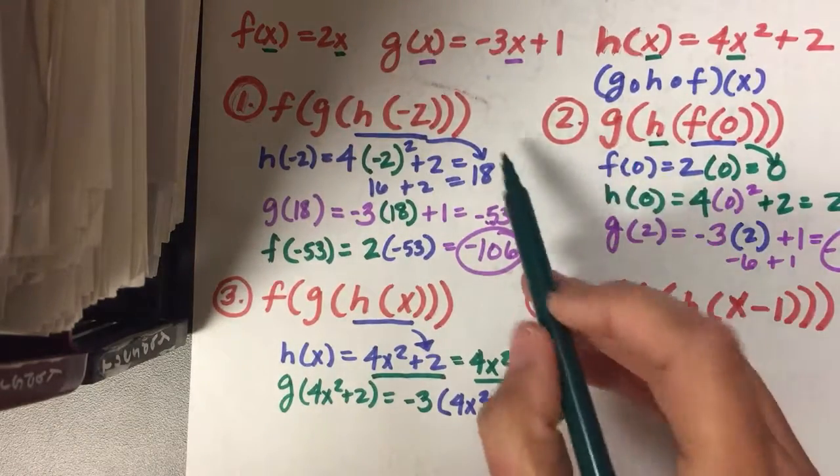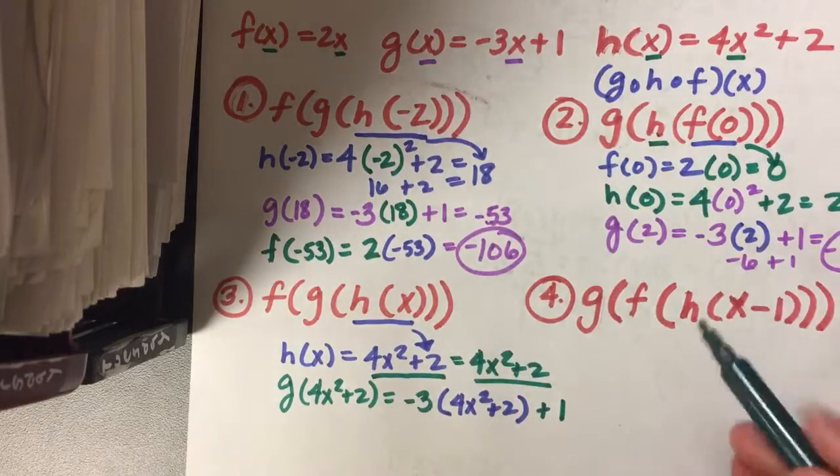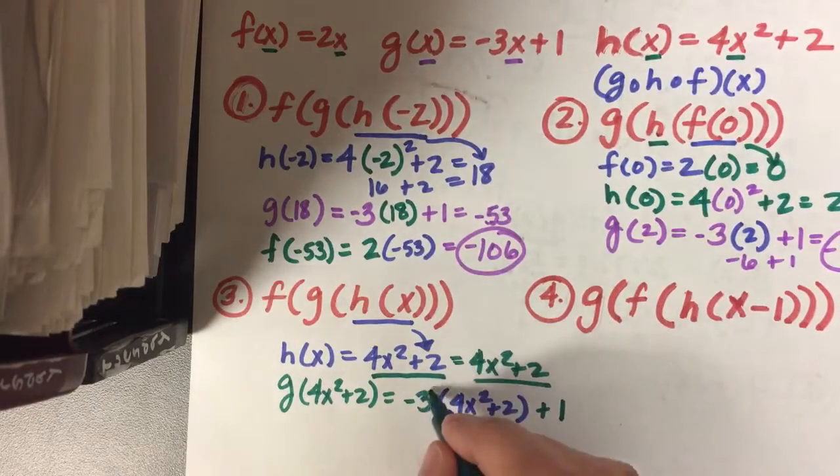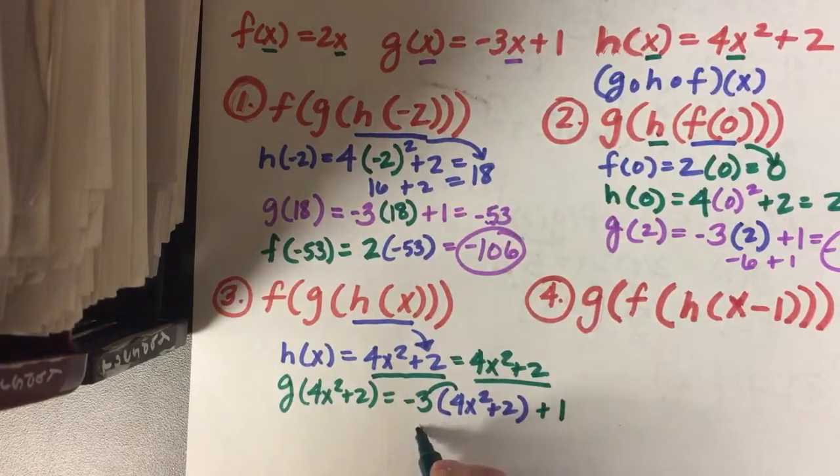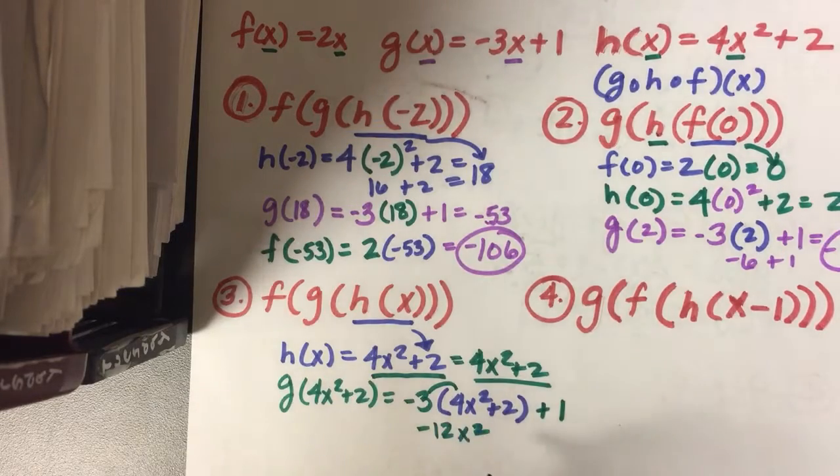You can see I'm only plugging in the input. That's all I'm doing. Now I have to distribute this a bit, so negative 3 times positive 4 is negative 12x squared. Negative 3 times 2 is negative 6 plus 1. So negative 12x squared minus 5. That is my second value.